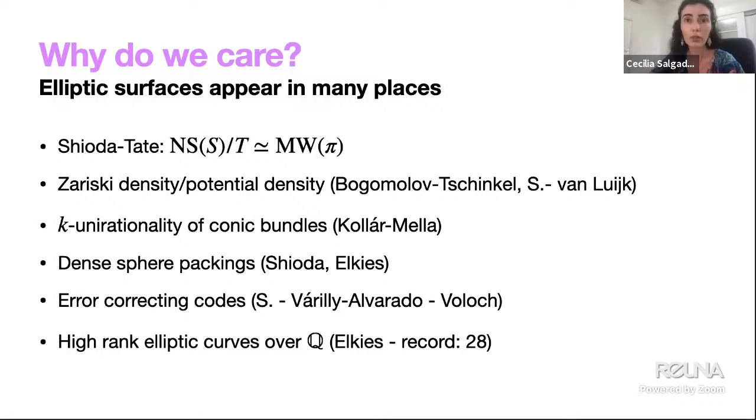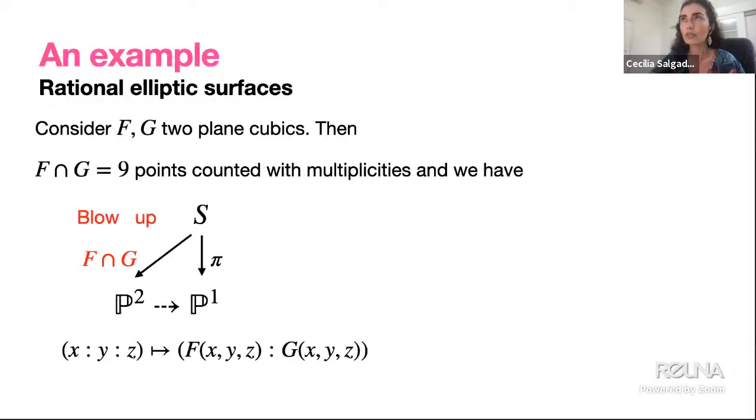So I'm not going to be looking into them today, but I do have one example, which is very simple as well. And that is of a rational surface with an elliptic fibration. So that's the classic one. So you take F and G, two cubics in the plane. And let's suppose for simplicity that at least F is a smooth cubic. Sometimes you don't have to do that, but to be sure that I'm going to get to something nice, I suppose one of them is smooth.